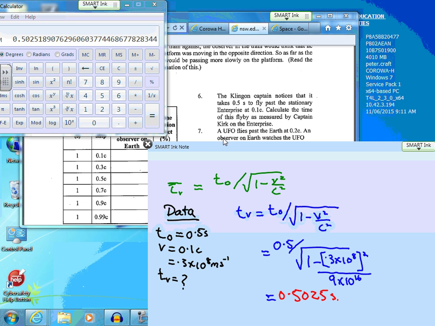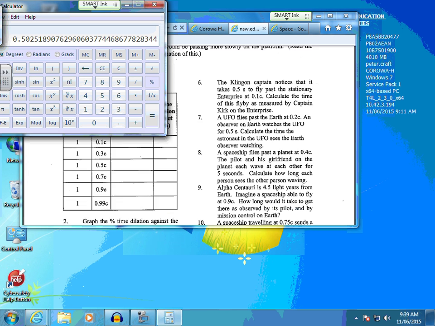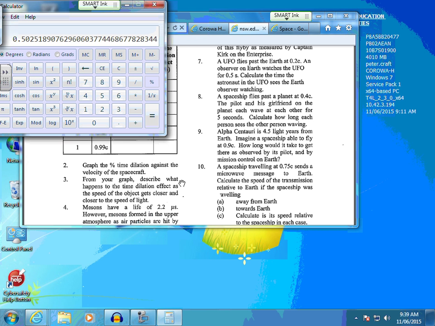Is there going to be any fun, a UFO, a spaceship? Let's do number 8, shall we? Actually, no, let's not do that. Let's do the Alpha Centauri question. That's quite a typical one.